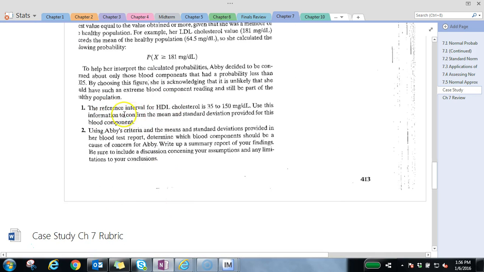So, in this first problem here on 413, the reference interval for HDL cholesterol is 35 to 150. So to find our mean, you find the midpoint, find your standard deviation, you find the range divided by 4 of those two numbers. That's it. That's number 1. I want to see the work, and then you're done.